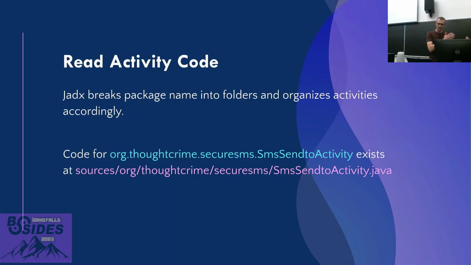What the Java archive decompiler does when it decompiles the code is create the folder sources, which is where it puts all the source code. Then it splits the activity name into values that essentially become folders. So it creates a folder org, then a folder thoughtcrime, then a folder securesms, and inside that folder it creates a file SmsSendToActivity.java, and that contains our decompiled Java source code. So if you're trying to find the decompiled source code for an activity, you just take that name string and replace all the instances of the dot with the file separator for whatever system you're on, and that'll help you find where the code exists.